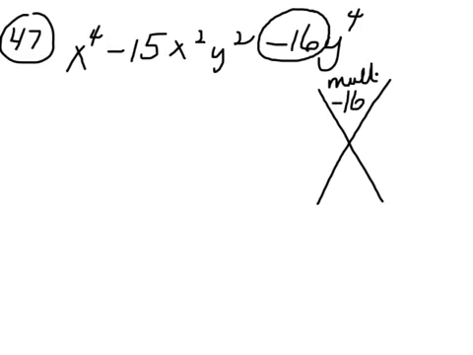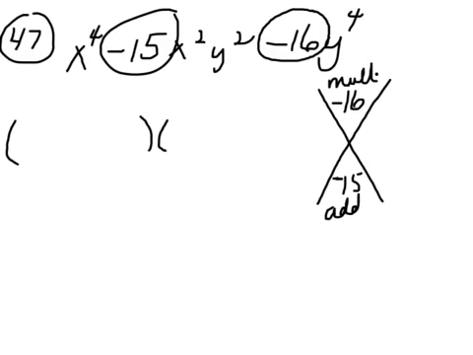I'm trying to multiply to get negative 16, and I'm still trying to add to get the coefficient in the middle. This is how I'm going to approach this, but I'm going to show you what else I'm going to do. A lot of times when we factor, we put an x here and an x here, and that gives us our first term, which is x squared. Here I don't have an x squared, but I do have x to the fourth.